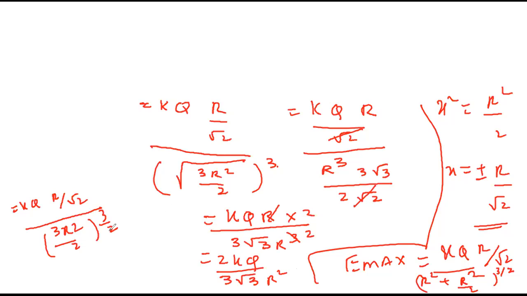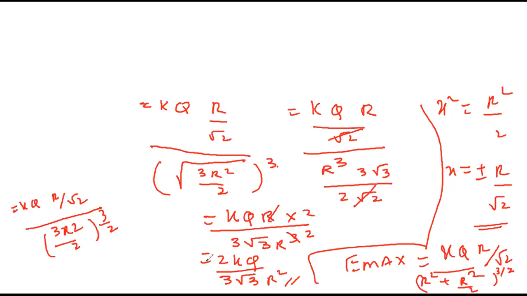This is maximum value of intensity at distance of r upon root 2 from the center of the ring. तो आपको ये खाली फॉर्मूला एक बार दिमाग पे बिठाना है. In case बहुत डिफिकल्ट पेपर और पूछ लिया what is intensity, where is the intensity maximum, then r by root 2. And how much is that value? So 2kq upon 3 root 3 r square. एकदम डिफिकल्ट पेपर के लिए ये है.